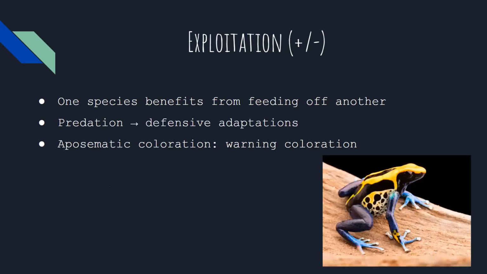All right, so next we have exploitation. This is where one species benefits from feeding off another. So this is similar to parasitism. We know that where you have a parasite inside a host, the host is the one that gets attacked and the parasite is just chilling. Another example is predation. And because of predation, we have defensive adaptations, one of which is aposematic coloration, which is a warning coloration.